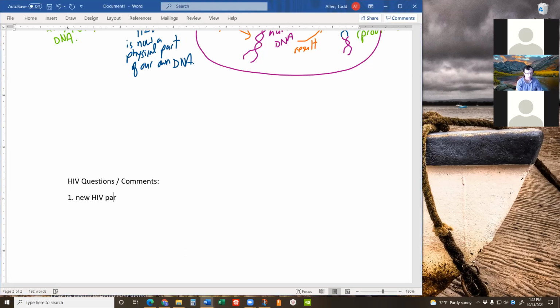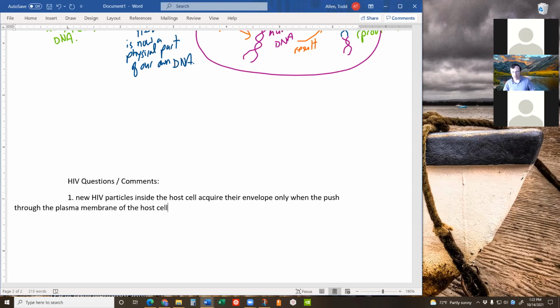The new HIV particles inside the host cell acquire their envelope only when they push through the plasma membrane of the host cell. Okay, so when they're just newly manufactured, it's just a capsid with all its cargo inside, but until it actually pushes through the plasma membrane of the host cell, it doesn't yet have an envelope.